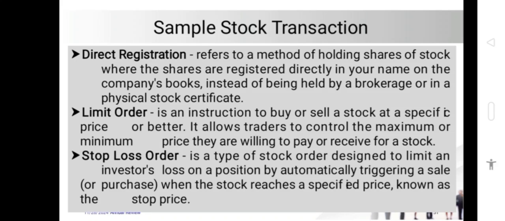Next is a stop loss order. A stop loss order is designed to limit an investor's potential loss by automatically selling a stock once its price falls to a specified level. This type of order acts as a risk management tool. It helps protect gains or minimize losses by exiting a position when the stock price moves unfavorably. Together, these orders give investors control, security, and strategy in managing their stocks.